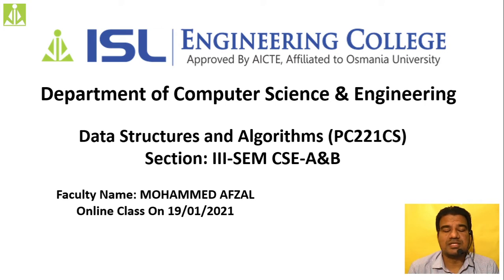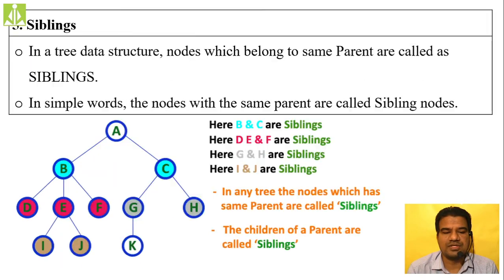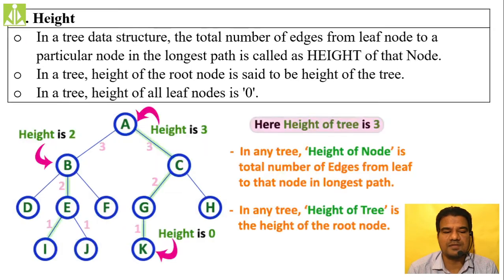Another important feature is that a tree is a connected graph without any circuits. If it is having a circuit, it no longer behaves like a tree. If your graph is having closed circuits, or any circuits, then it will not act like a tree. All these definitions and terminologies we have seen in our previous session, and in today's session we'll continue further.